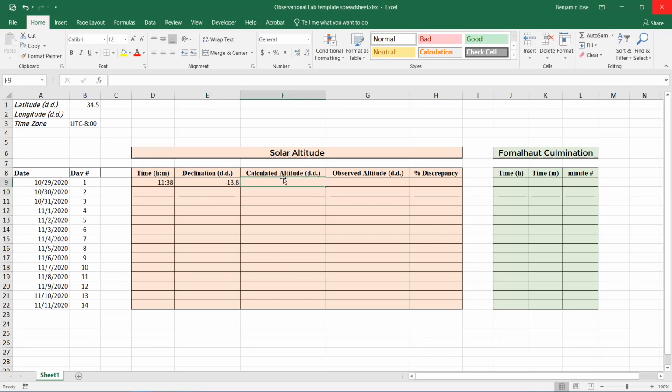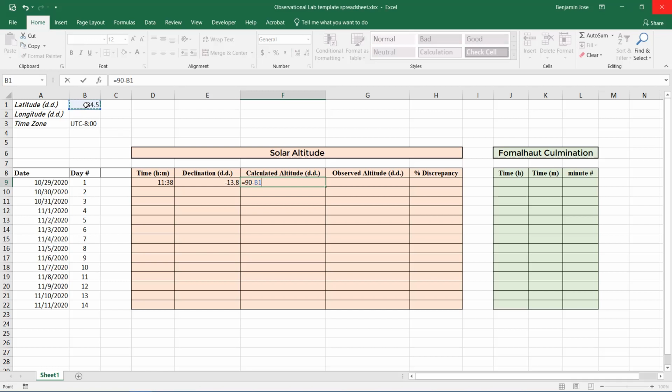Now, calculated altitude. This is where we use the formula from PowerPoint. I'm not going to go back to the slide. Hopefully you remember that the altitude is supposed to be the colatitude theta plus the declination delta. So I'm going to say equals. I typed the symbol equals. Colatitude, okay, well, colatitude is 90 degrees minus latitude. So I can say equals 90 minus this latitude, the latitude that you enter into that cell.